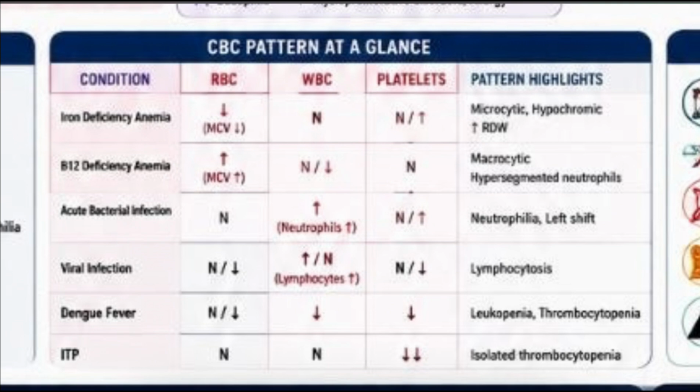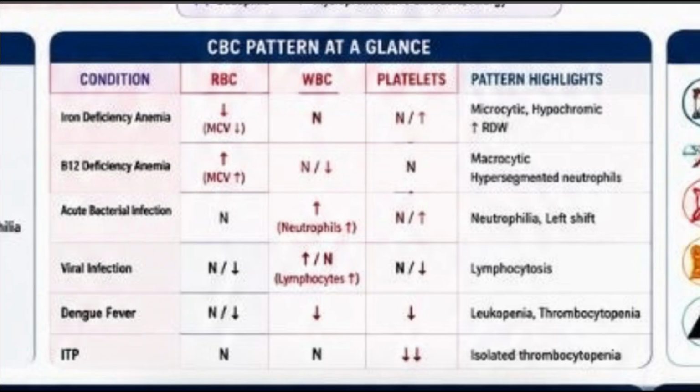If the patient has iron deficiency anemia, the hemoglobin will reduce, the MCV will reduce, the WBC will be normal, and the platelets will be normal or increased. In B12 deficiency anemia, the MCV will increase, the WBC will be normal or decreased, and platelets will be normal. So we have to suspect macrocytic anemia and hypersegmented neutrophils.